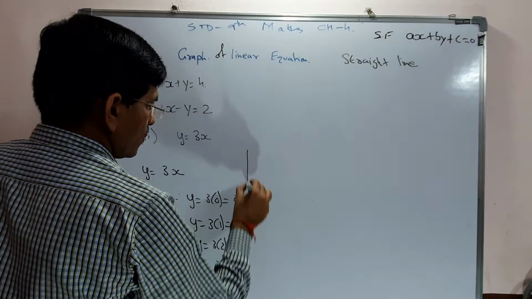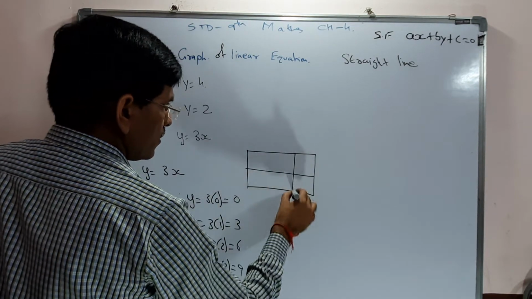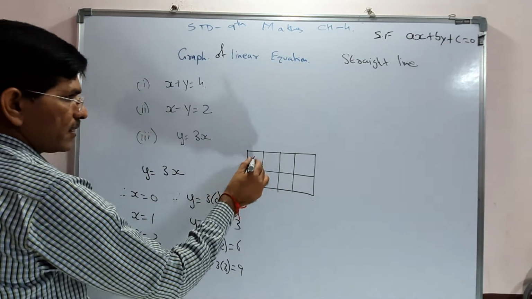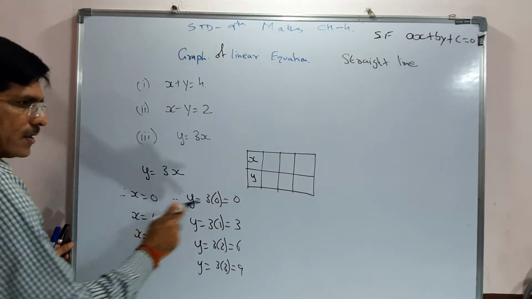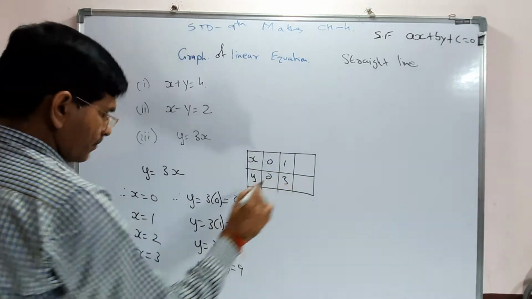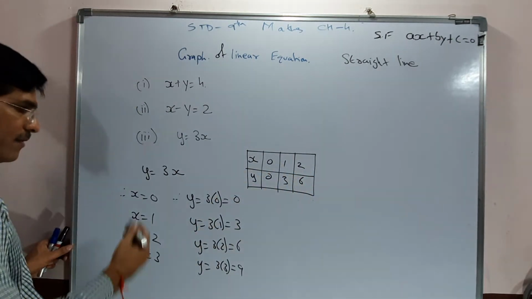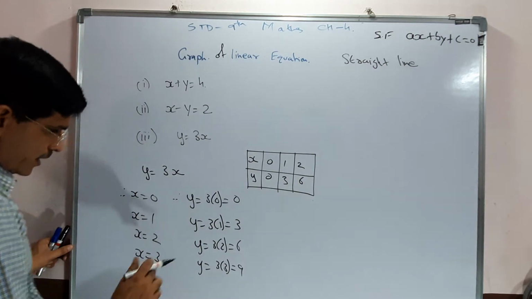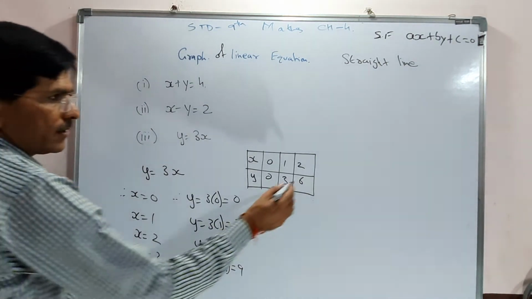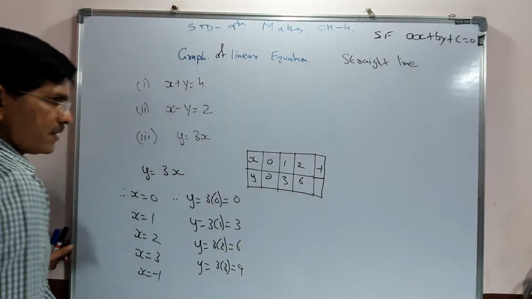We have to draw one. What do we have to put? x, y. x 0, y 0. x 1, y 3. x 2, y 6. We can take minus also. If you want to take minus, x is equal to minus 1, then y is minus 3.